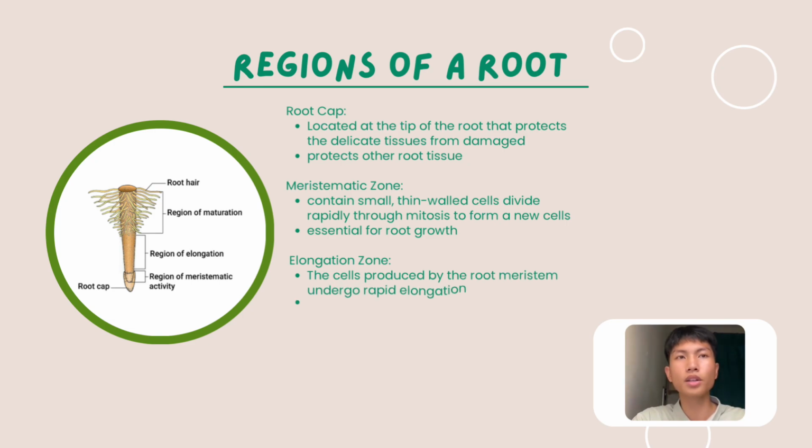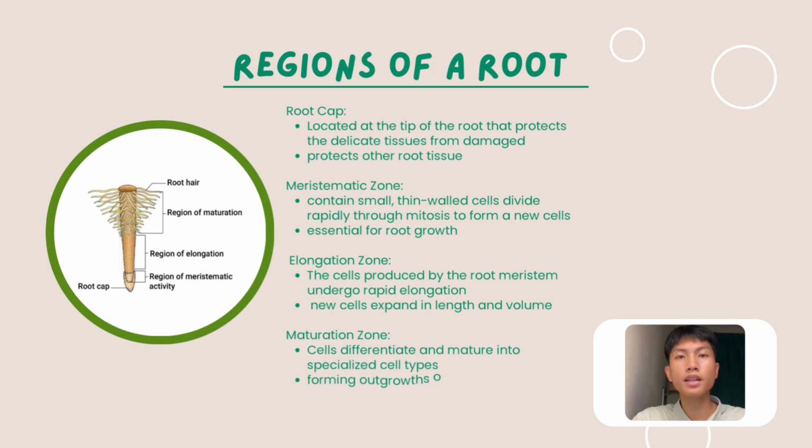Just under the root cap, we find the meristematic zone. The meristematic zone contains small, thin-walled cells that divide rapidly through mitosis to form new cells. It's also essential for root growth. Next is the elongation zone. The cells produced by the root meristem undergo rapid elongation. The new cells expand in length and volume.